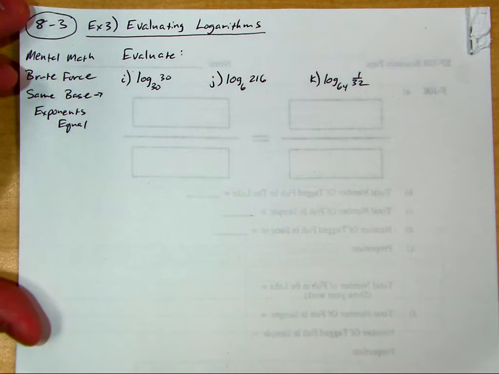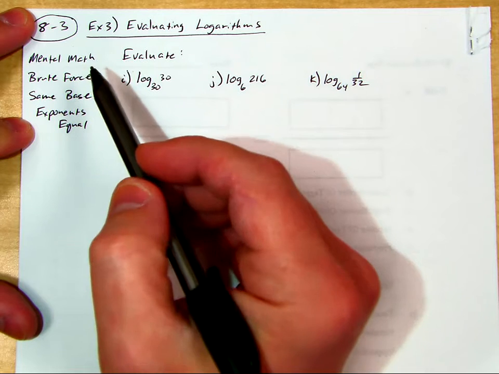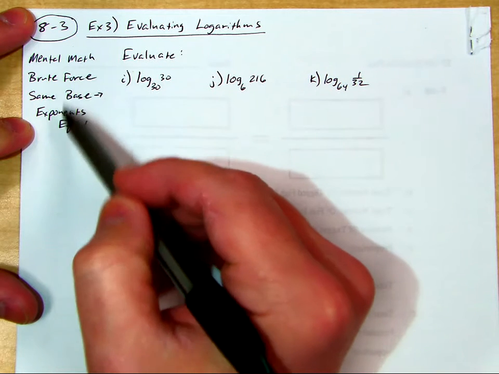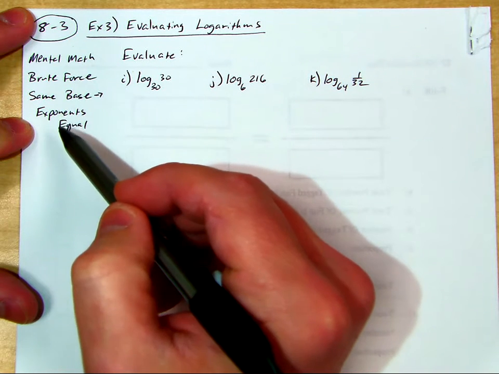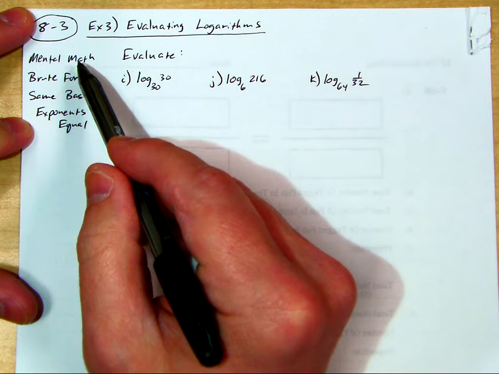Okay, here is lesson 8-3, example 3. We're going to be evaluating logarithms now. You get to choose one of the techniques. I'm going to show you all three here to let you see how to do this. We can do mental math, just figuring out the exponent in our head.